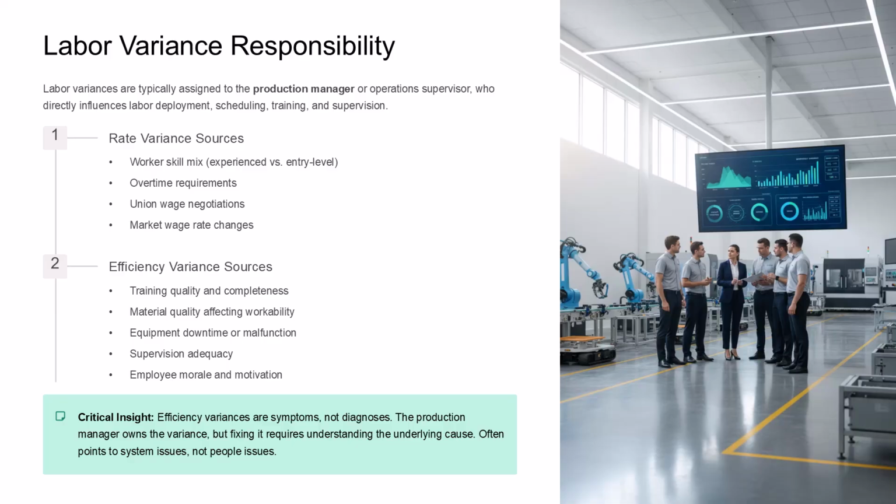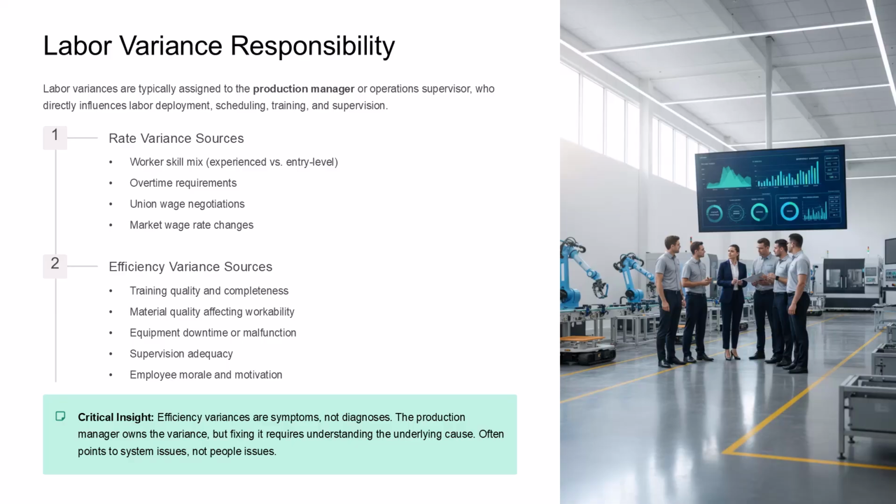The labor efficiency variance is even more revealing. Unfavorable efficiency can result from poor training, where workers take longer because they don't know the process well. It can result from inferior materials that are harder to work with, in which case the root cause is actually a purchasing decision that shows up as a labor variance. It can result from equipment downtime or malfunction, in which case maintenance is the real issue. It can result from inadequate supervision or low morale. The point is this: efficiency variances are symptoms, not diagnoses. The production manager owns the variance, but fixing it requires understanding the underlying cause.